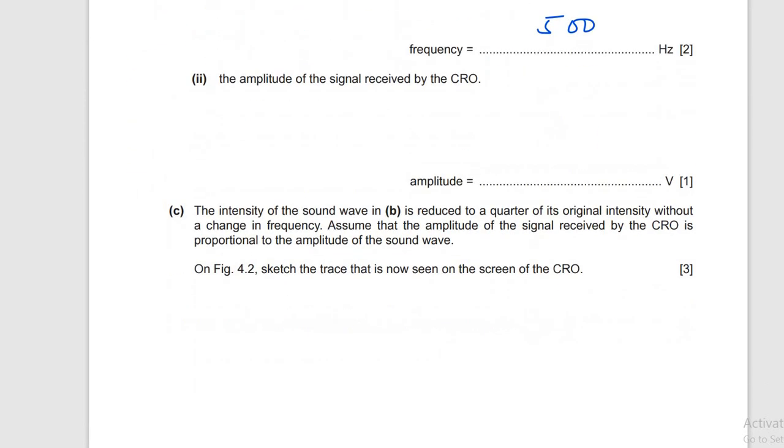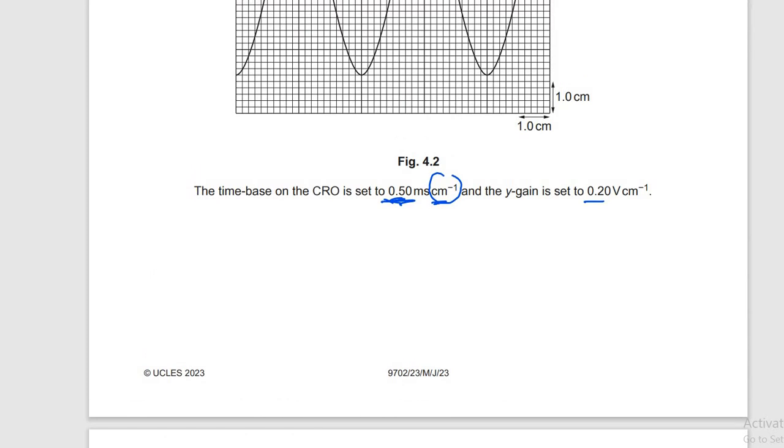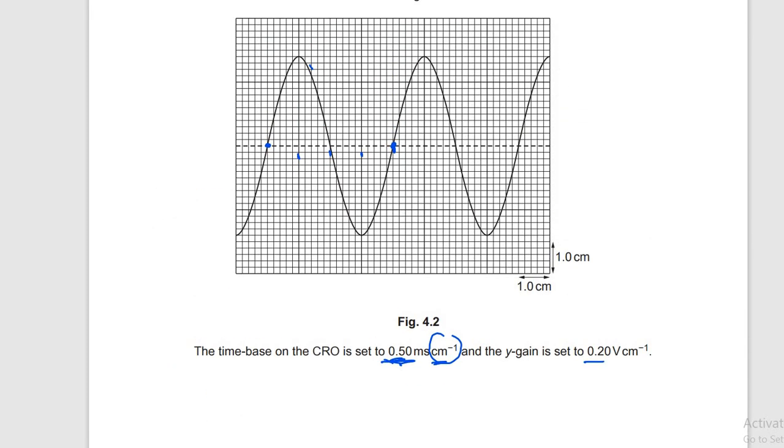The second question, the amplitude of the signal received by the CRO. Amplitude is about vertical, the vertical gain. And per centimeter, the vertical gain is 0.2. So if here is equilibrium position, this is the vertical gain. So let's see how many boxes make the vertical gain. Now, 1 box is 1 centimeter.